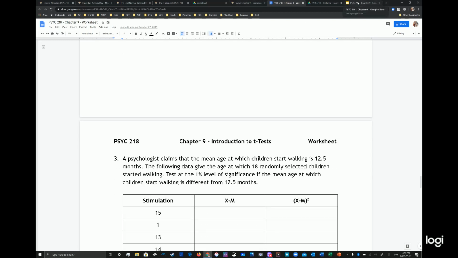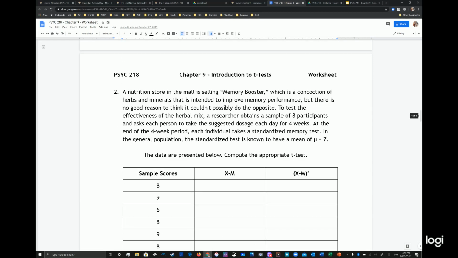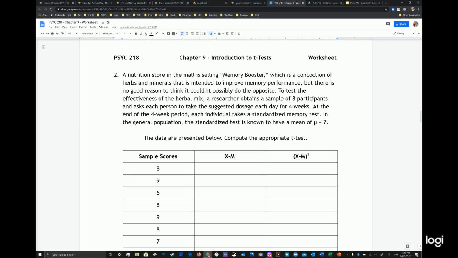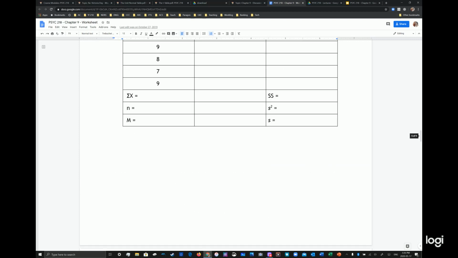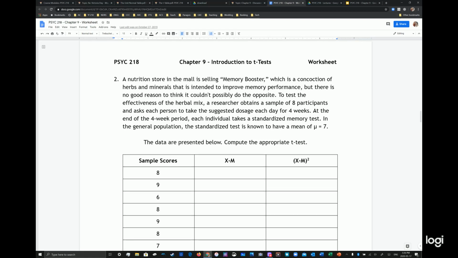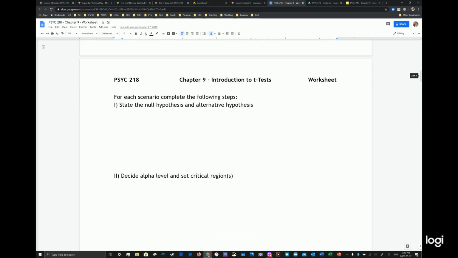Each one of these questions would ask about a particular sample in a particular situation with a particular alpha level that you would use. So again, the sample sizes are going to be different. The alpha is going to be different. And if you don't see one, use 5%. But you can figure out whether it is 1 tail or 2 tail depending on the research question.